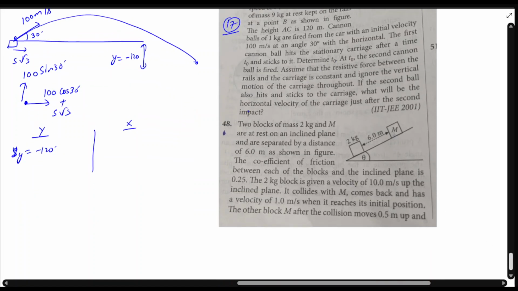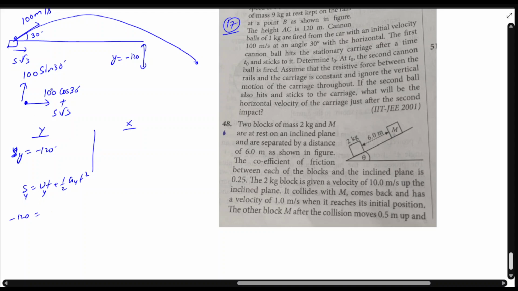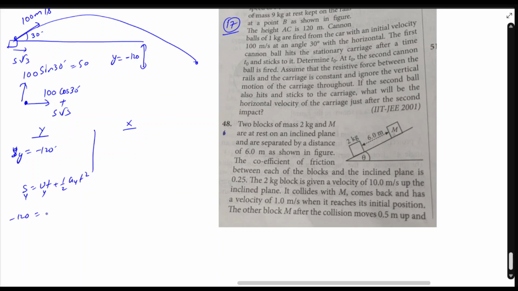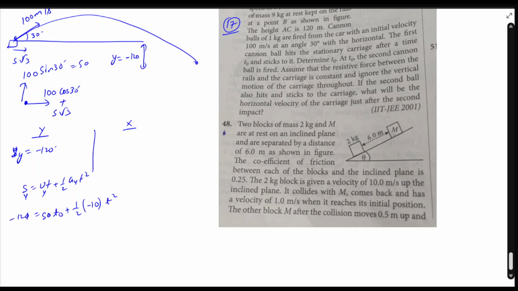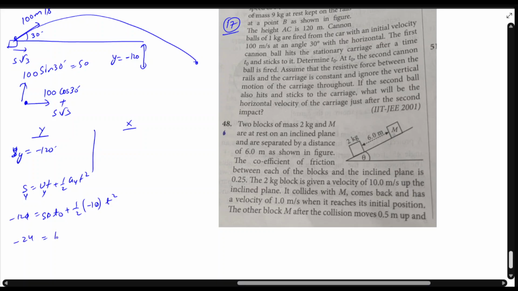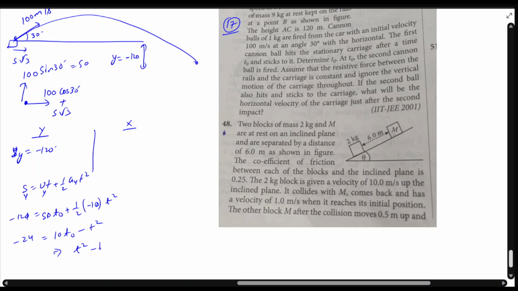Now let's find t naught. So let us use this equation. S is equal to ut in y plus half ay t square. So sy is minus 120. So uy is this, so it will be 50, right? So 50 into t naught plus half minus 10 into t square. Okay. So 0 will get cancelled, and this 2, if we multiply, this will be minus 24. This is 10 t naught, and this will be minus t square. So we'll get t square minus 10 t naught minus 24.